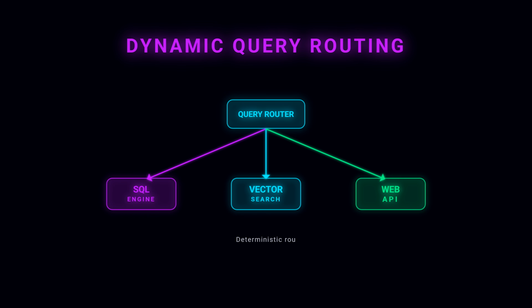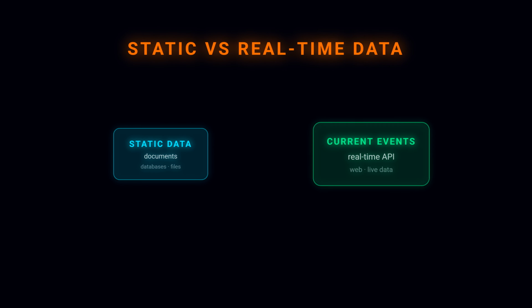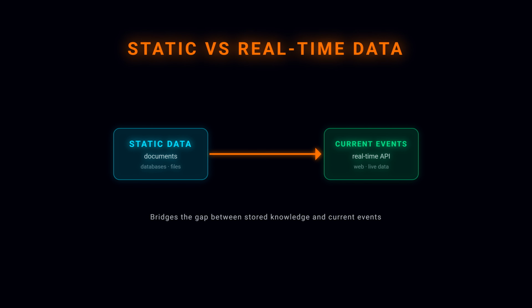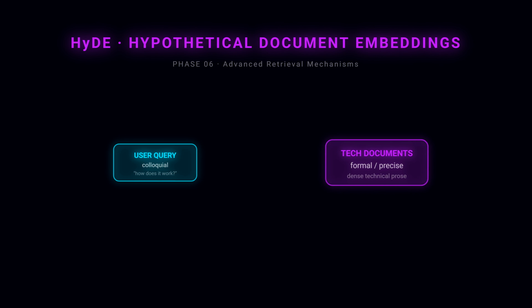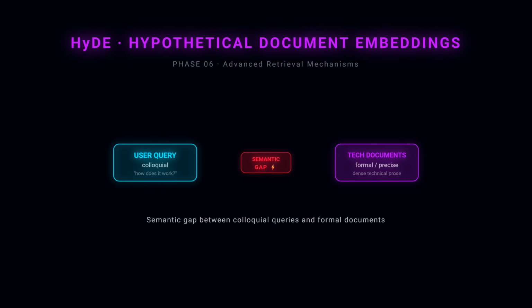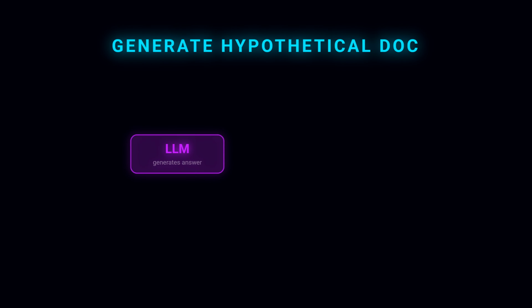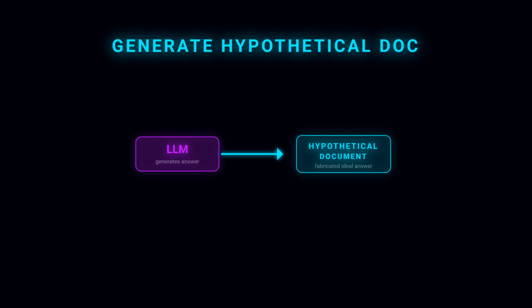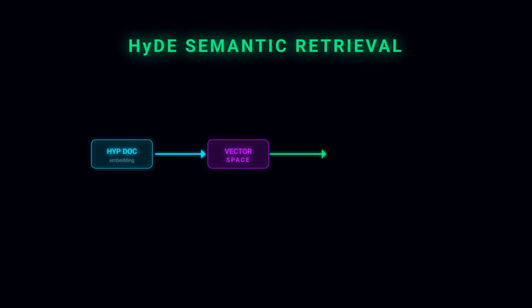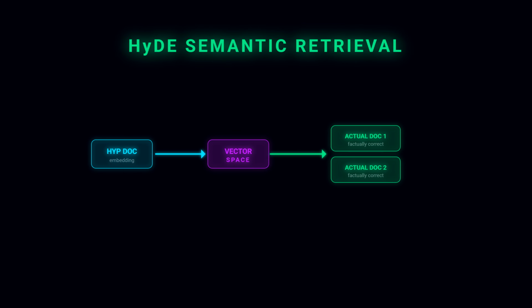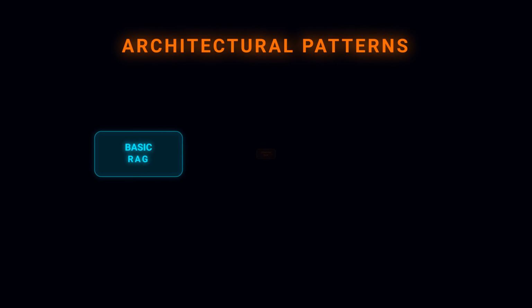Intelligent routing allows an agent to dynamically direct a query to a deterministic SQL engine, a semantic vector search, or a real-time web API to bridge the gap between static data and current events. Another method is Hypothetical Document Embeddings, or HyDE. To overcome the semantic mismatch between a user's colloquial question and technical stored documents, the system first generates a hypothetical ideal document. It then utilizes this fabricated document's semantic features to retrieve actual, factually correct documents.